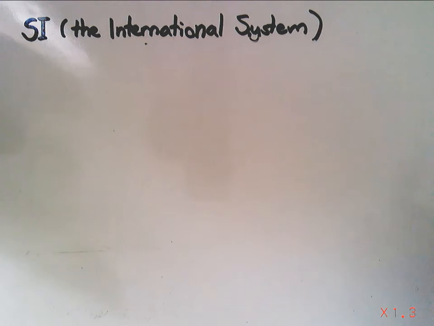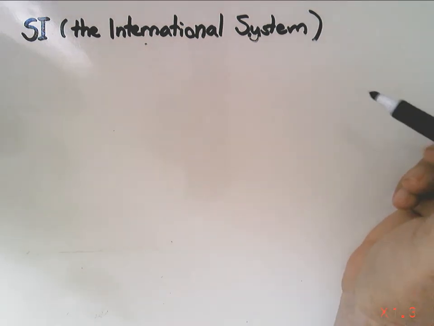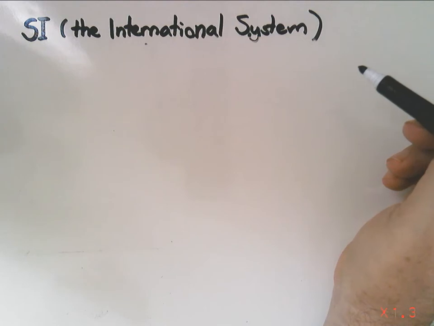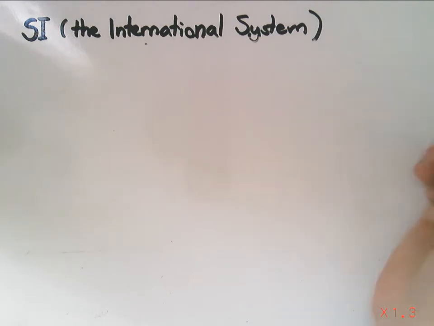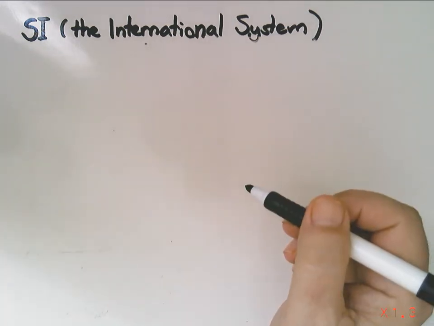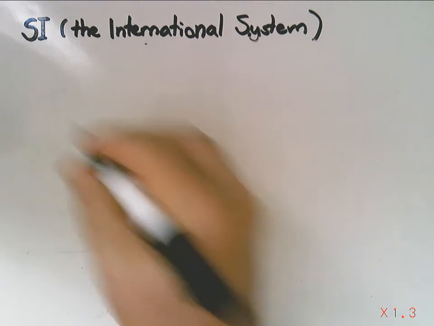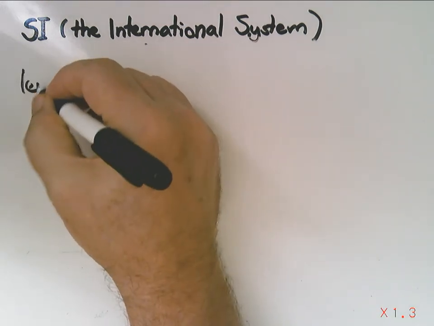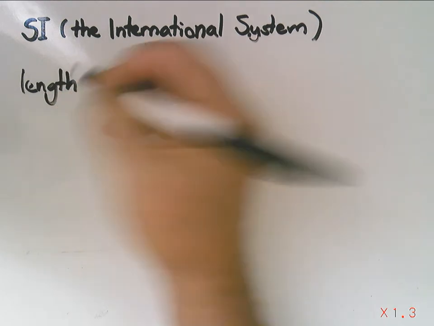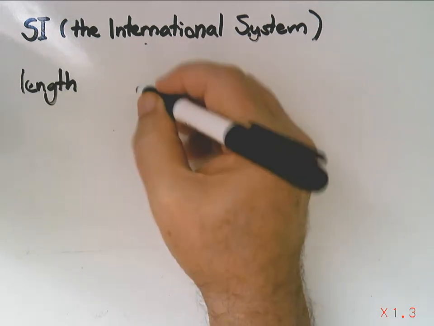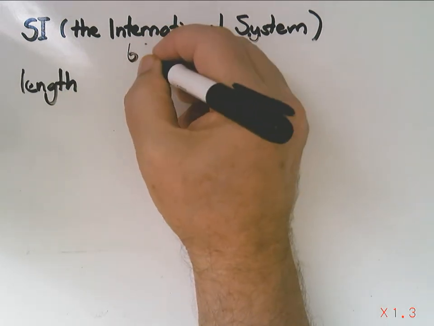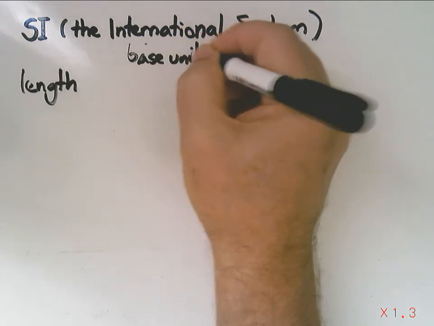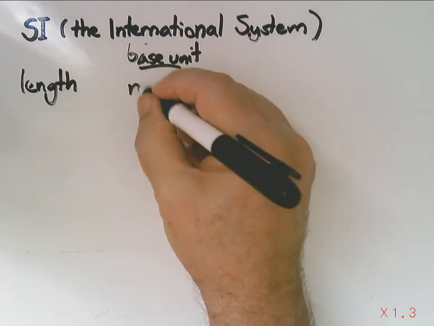All right, so why is the SI system so much better than using the system that we're using now? All of the measurements that you make in SI are based on a couple of simple foundation units that we call base units. Say you want to measure a length. The SI unit, the base unit, let's say, is the meter.